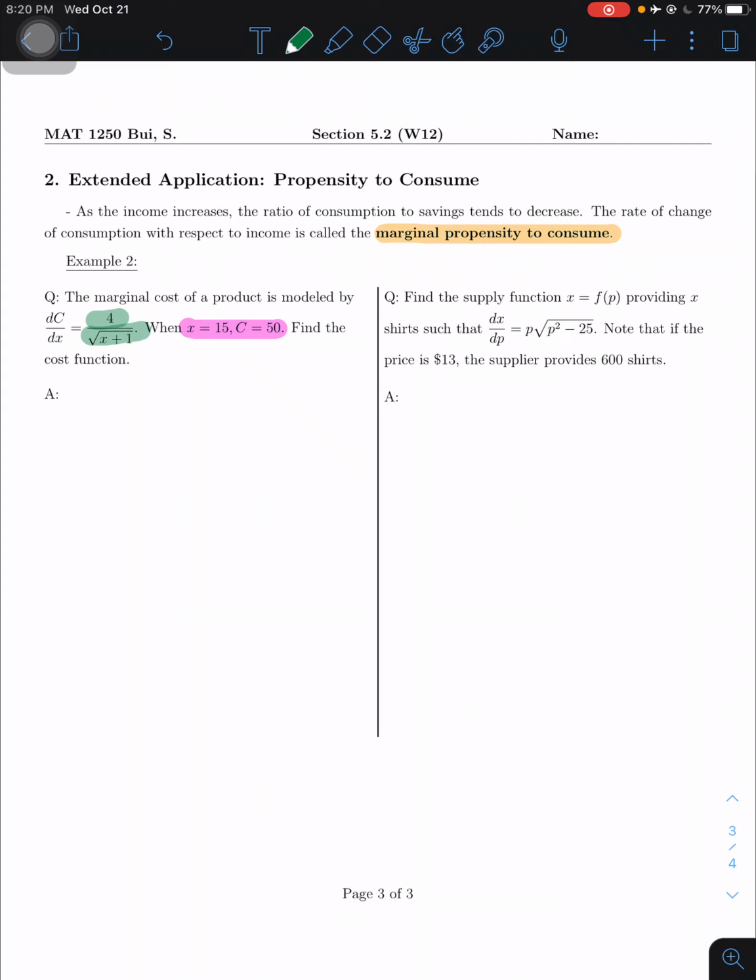Okay, so right now, let's solve for C first. And notice that originally we start with the derivative of C, right? But then we're solving for C by taking the integral of the given function.